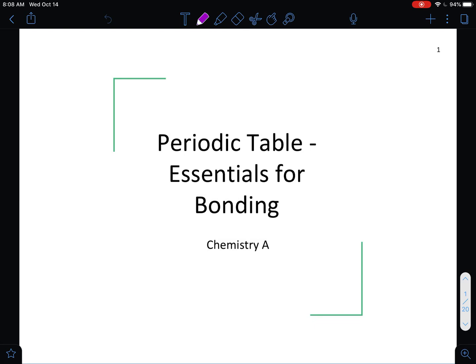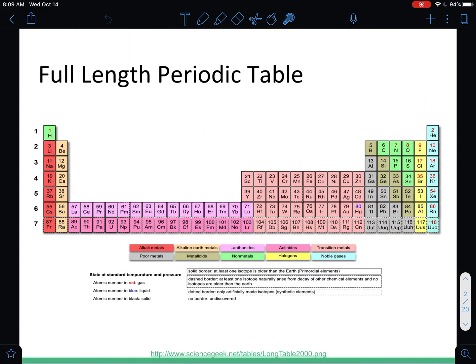Please follow along with the lecture slides and have a periodic table available. All right, so here is the full-length periodic table. Recall that we have talked about the S block, the S block also includes helium, D block, and F block.